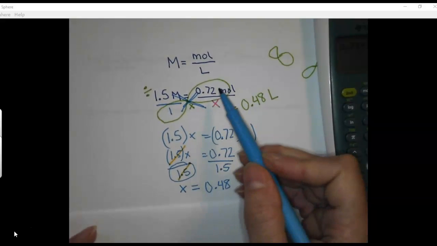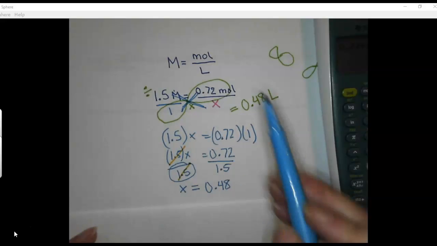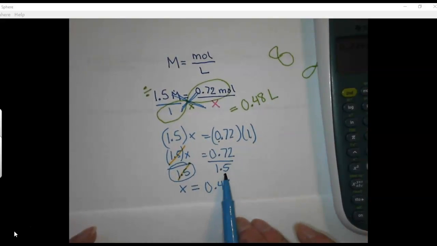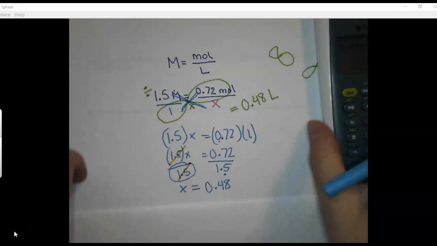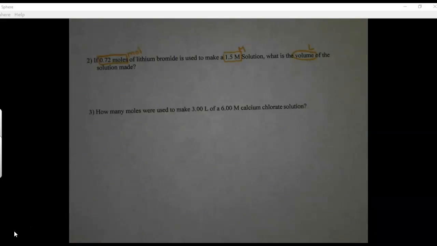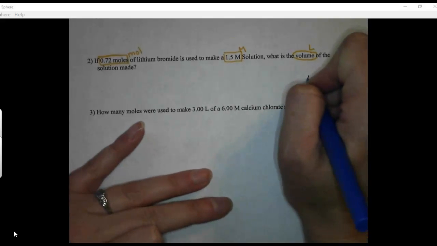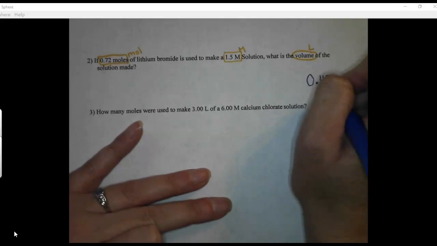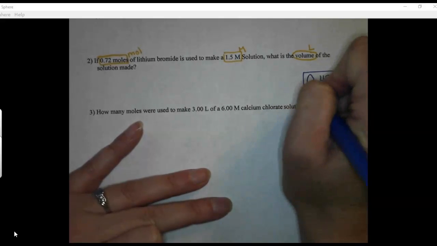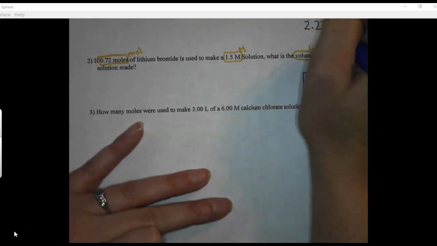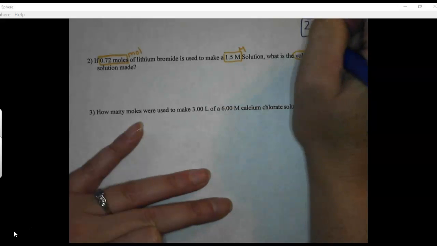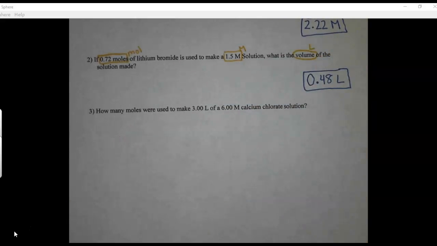Okay, so I did that same thing. This times this divided by that. This times this divided by that. I got that same process. All right, y'all. I'm going to add these answers in. Okay, so for this question we just did, we said 0.48 liters was our answer on question 2, and on question 1 we said it was 2.22 molar solution was the concentration. Okay, all right, let's look at number 3 together then.